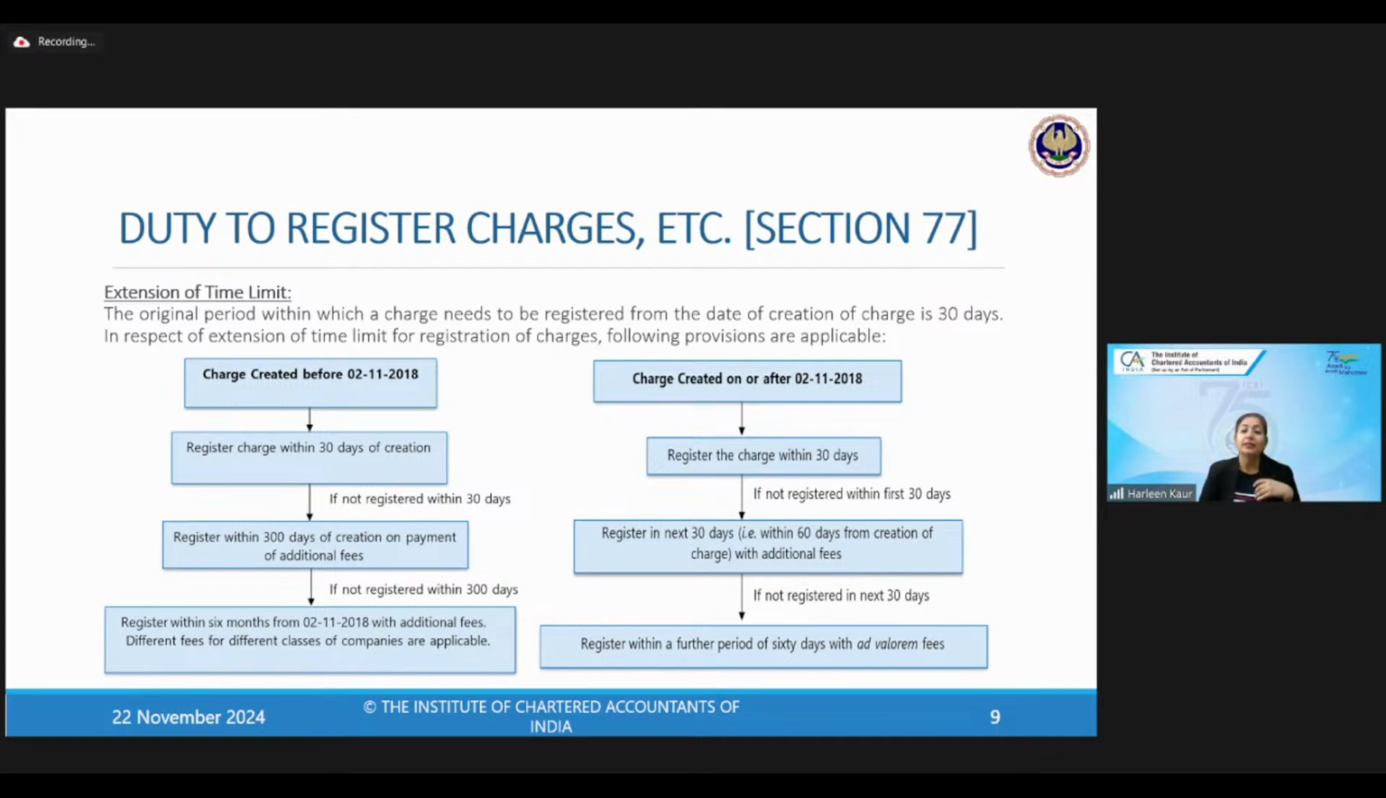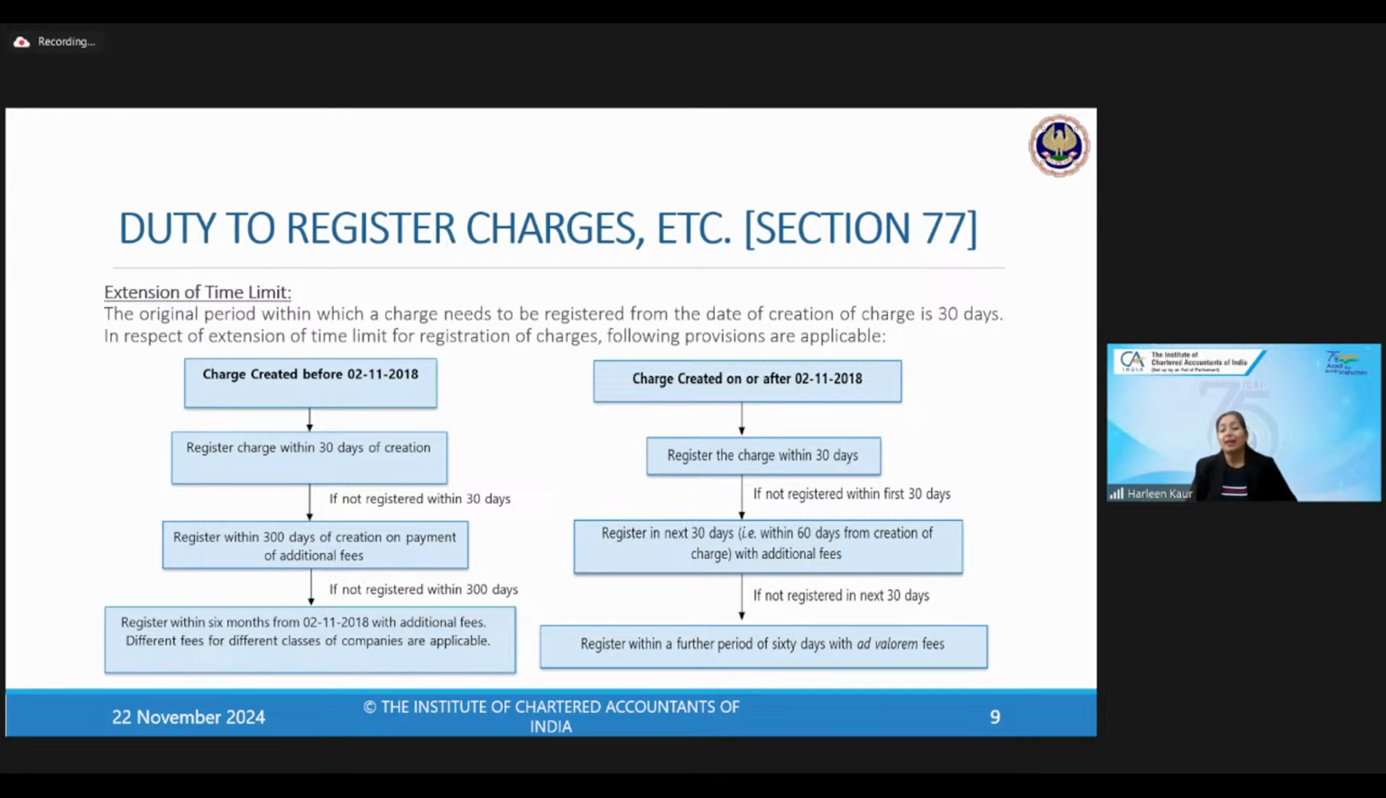So you can take 9 more months, more 270 days, but you cannot have exactly the position of 9 months because there might be 31 days, 28 days, 30 days. So you have to remember the number of days only. So either you come and register your charge within 30 days or you will get additional 270 days in order to get your charge registered. And even if it is not registered during that time period, then 6 months time period is given from 2nd November 2018, by paying additional fees, you can get your charge registered.